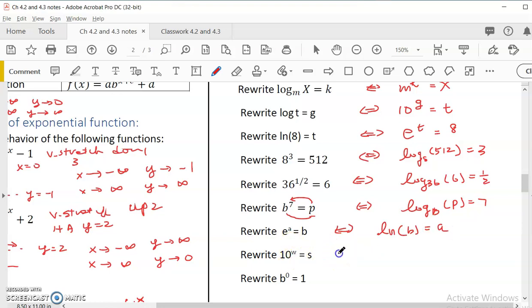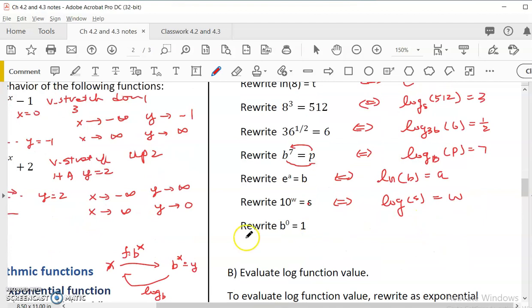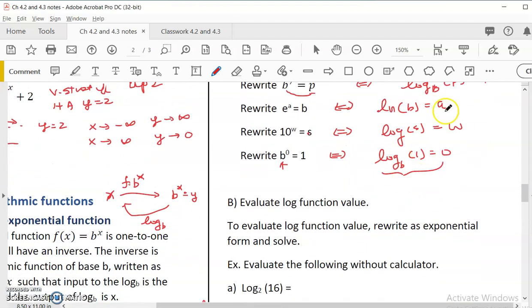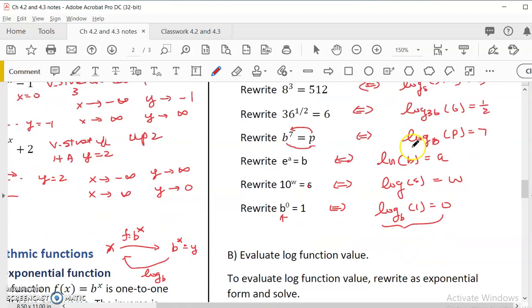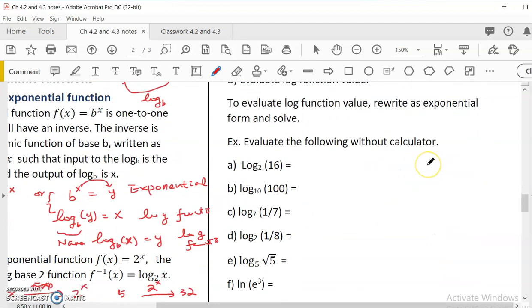Okay. And the log base 10, I use log, right? What's the input? The input is the exponent's output. Log base s equal to w. Last one, b to the 0, whatever base it is, must be 1, right? So if I do a log base b, you start with the base, and I use their output, which is 1, and that's the input. So remember this, any log of 1 is equal to 0. That's how you rewrite it, and the rewriting process actually helped you to evaluate log.